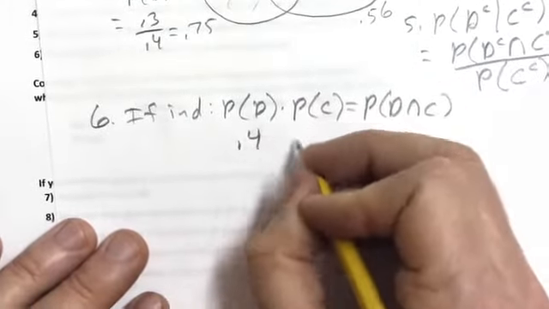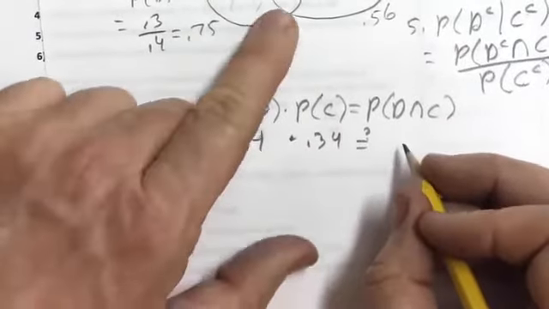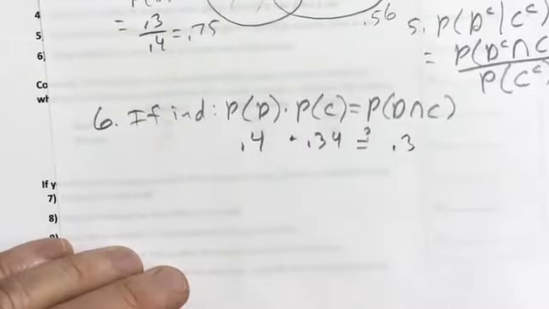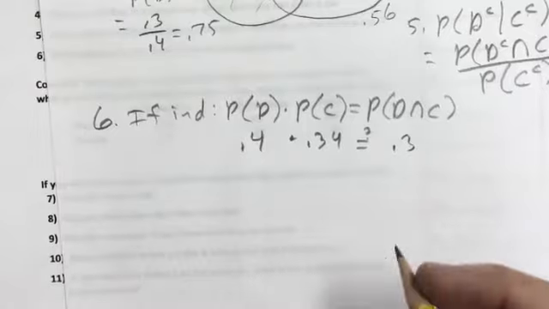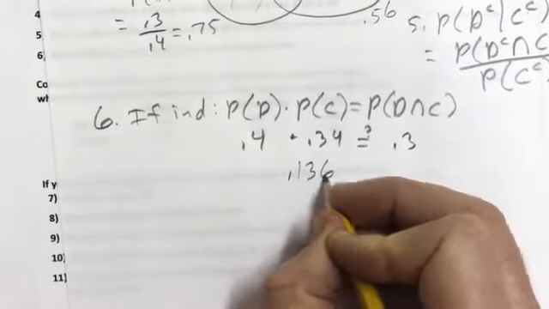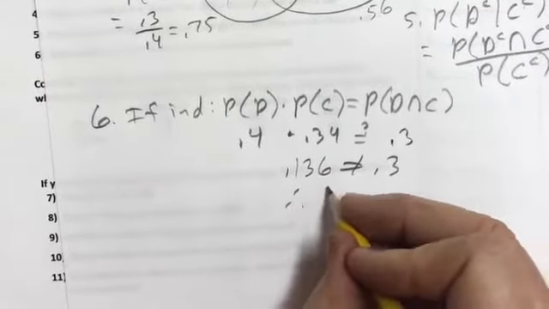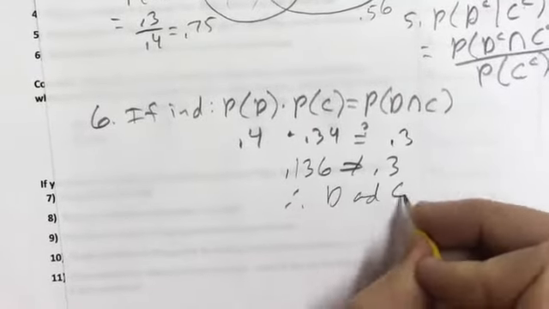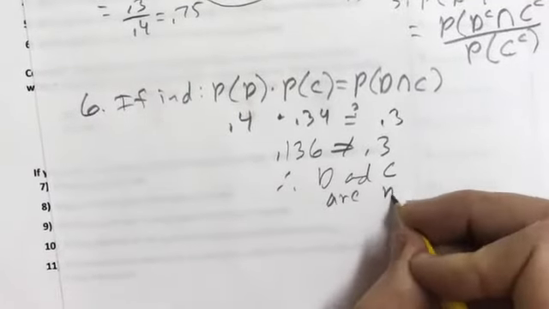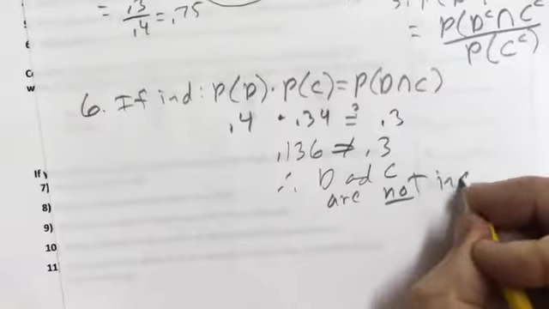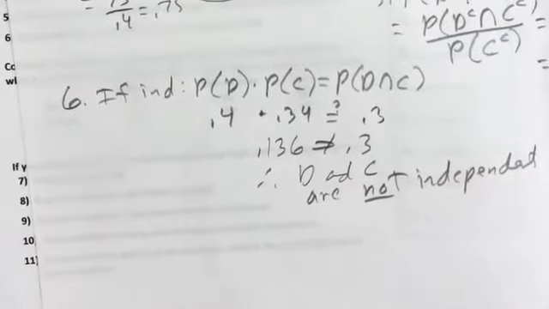We'll say 0.4 times 0.34. So is that equal to the overlap, which is 0.3? Okay, and so 0.4 times 0.34 is 0.136. That is not equal to 0.3. So therefore, D and C, always state the context, are not independent. The occurrence of one is associated with a change in the probability of the other occurring.